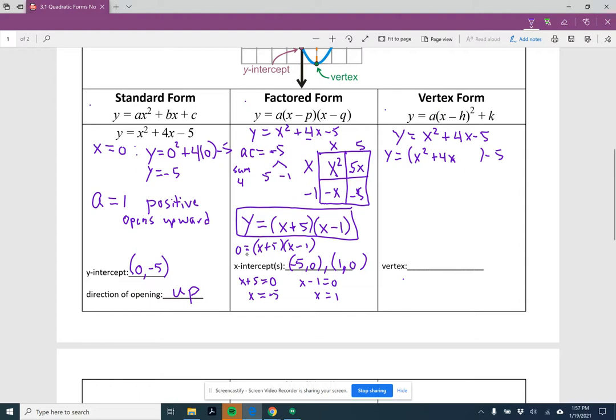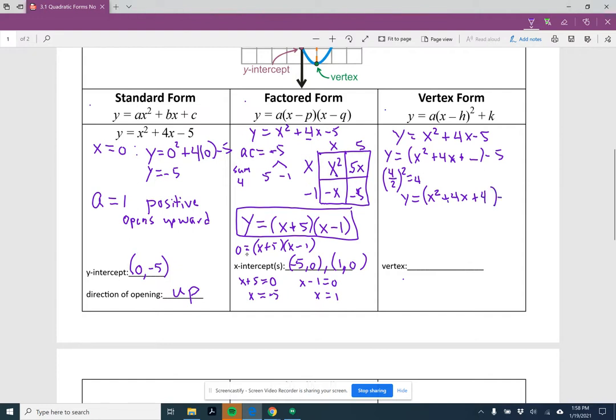So what we're going to do is complete the square. We need the coefficient of x squared to be 1 to do this. So we take the b value, which is 4, divide it in half, and square it. So we're going to add a 4. Inside the parentheses with the x squared plus 4x, what do I have to add? I have to add a 4.